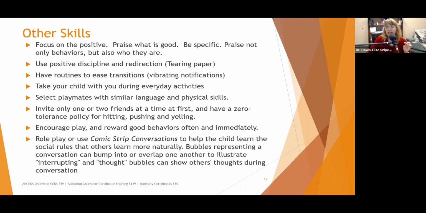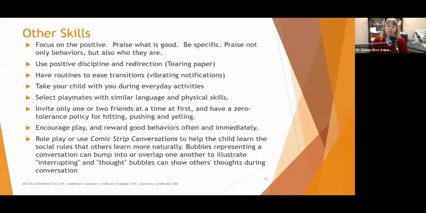Encourage play and reward good behaviors often and immediately. When something happens at the park, reward it right then, right there. Don't wait till you get home and go, oh, I was so proud of the way you handled that slide incident. You want to praise it right then and right there. When Johnny comes down the slide, be down there waiting for him and go, oh, that was so awesome.